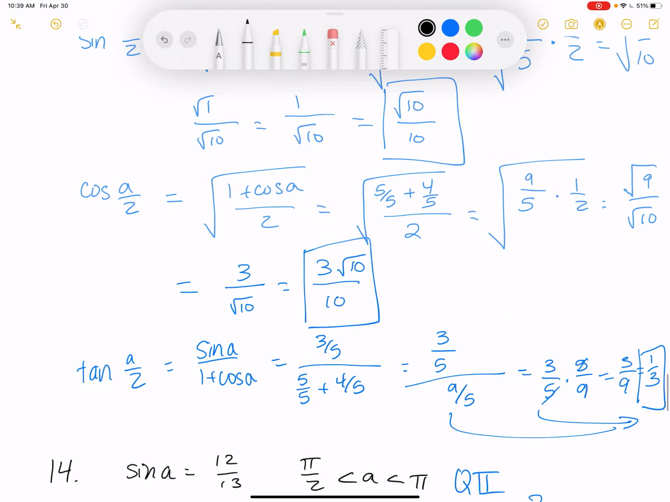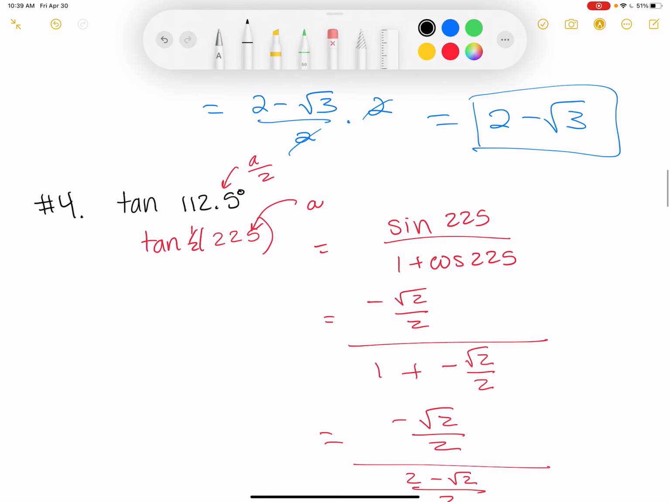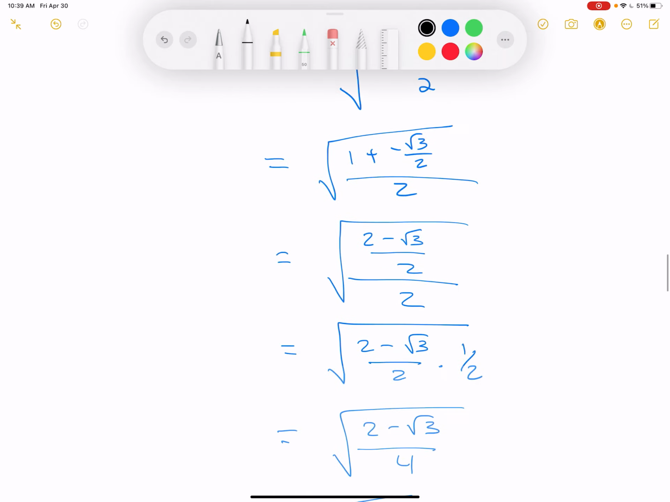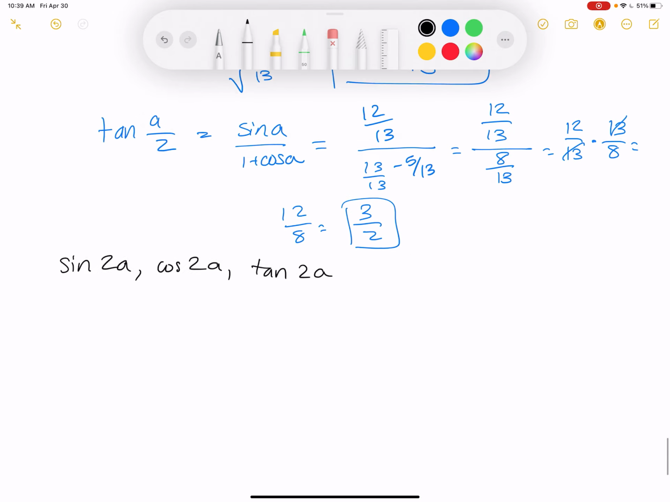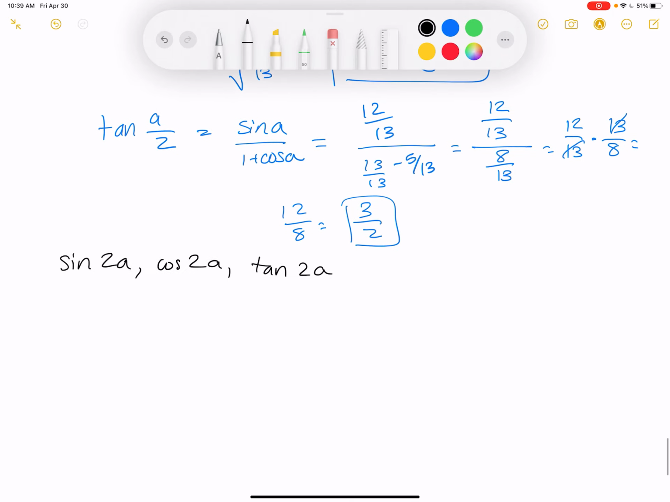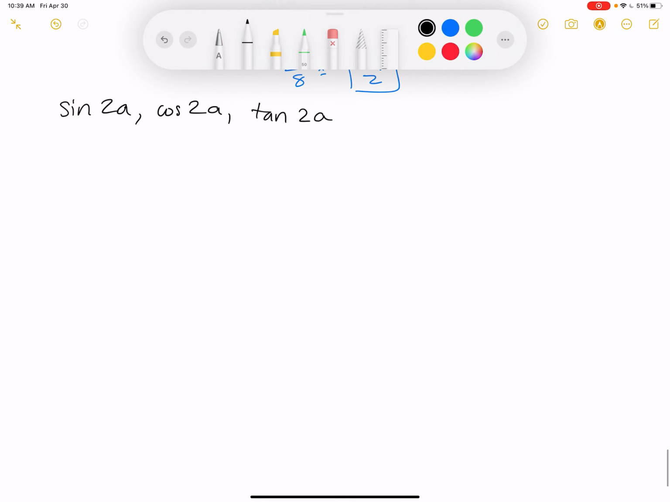Really, the reason you need to know double angles is to rewrite things in pre-calc and calculus. But these are basically going to be what we just did up here, just plugging the numbers into the formula.